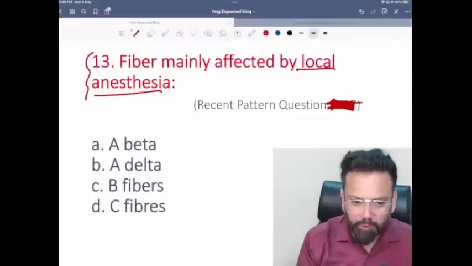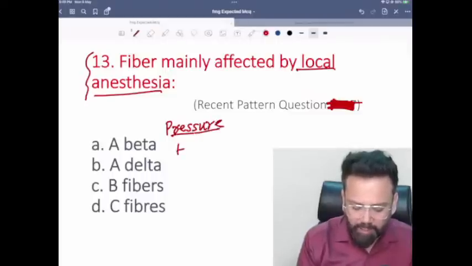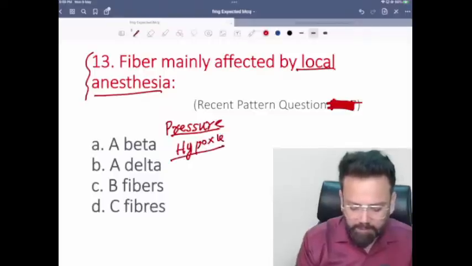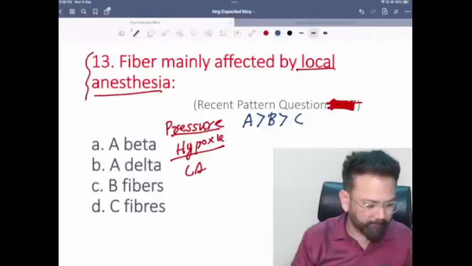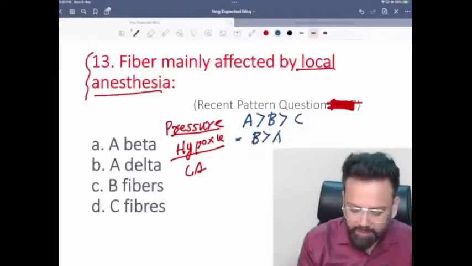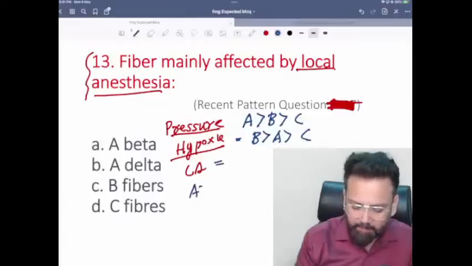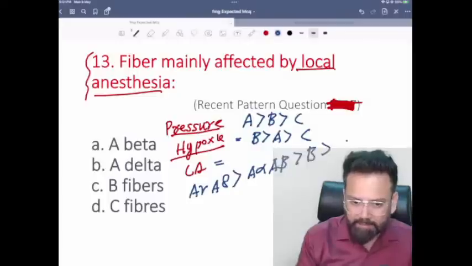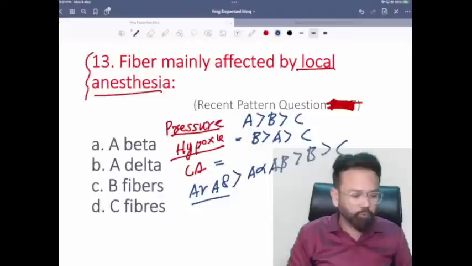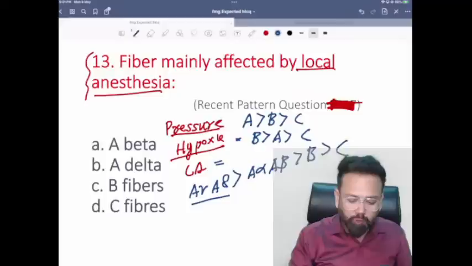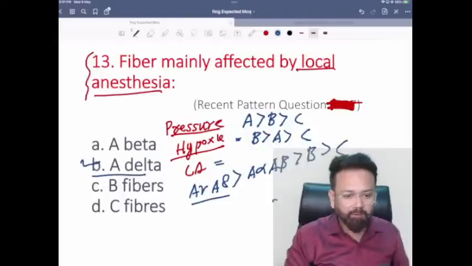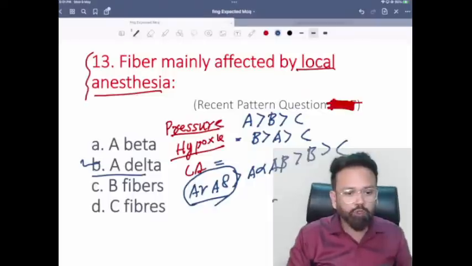Let me tell you, there are three sensitivities. Number 1 is pressure, number 2 is hypoxia, and number 3 is local anesthesia. For pressure, A is most sensitive, then B, and then C. For hypoxia, B is more sensitive than A, then C. For local anesthesia, A gamma and A delta are greater than A alpha and A beta, greater than B, greater than C. A gamma and A delta are most sensitive according to recent literature. So please don't say it is CBA. Answer is A delta. In these options, the answer could be A gamma or A delta, but A delta is given, so the answer will be A delta.